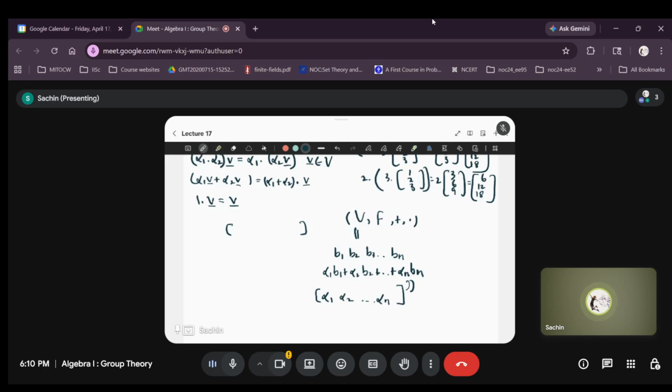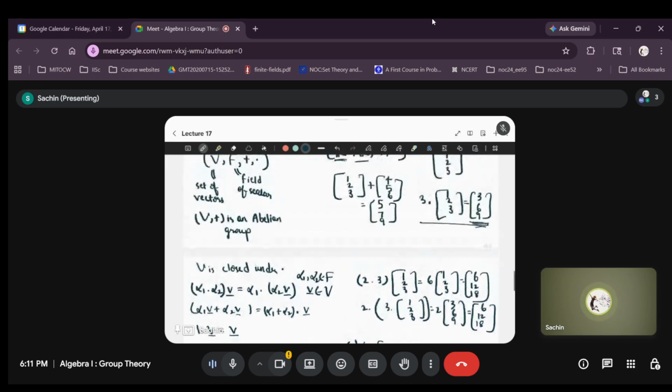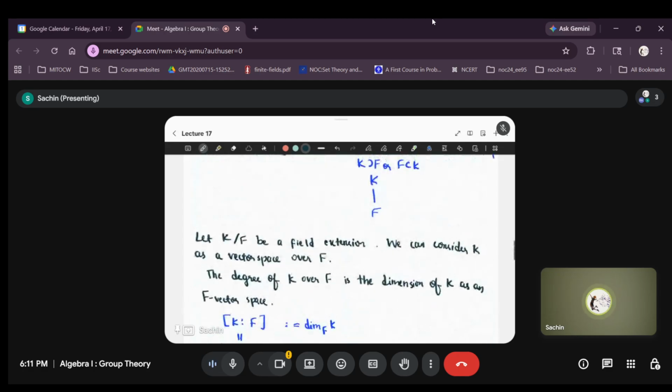Once you fix the set of basis vectors, then you can simply specify each vector by a list of scalars, alpha 1 up to alpha n. This is clear, right? So you can do this for K over F.